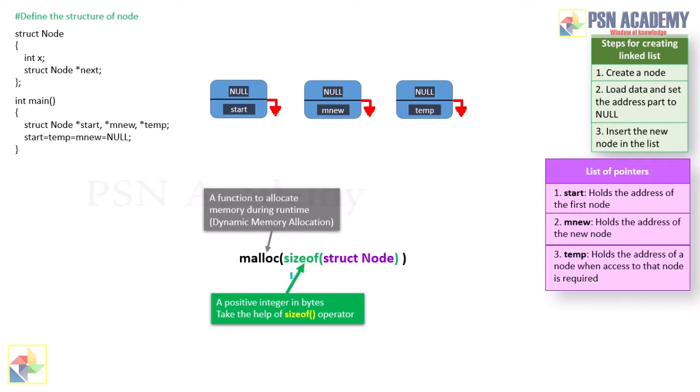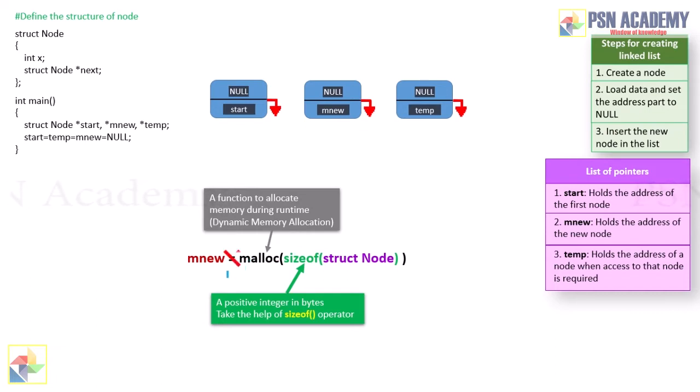Since this allocation is during runtime, we are unable to provide a name to it, right? But it has an address, more specifically the starting address of this allocation. Then a pointer can help us to access this location. Let mnew do the job. So mnew will take care of this allocated memory here.